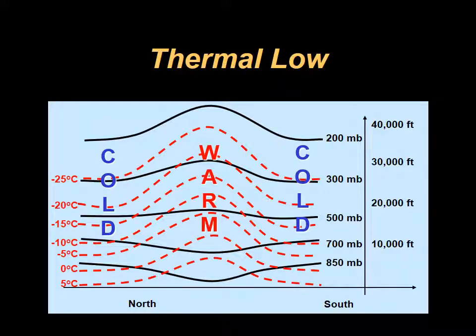So this is what a cross-section of the thermal low looks like. At the surface, you can see that the 850 millibar line drops closer to the surface, so pressure right in the center of this warm core is relatively low. On either side, the air is relatively cooler, and in the center, it's relatively warmer. Because the air is warmer in the center, the pressure surfaces are farther apart, and what appears as a low at the surface soon becomes a high at higher altitudes.